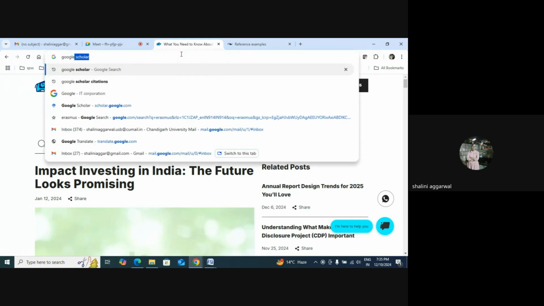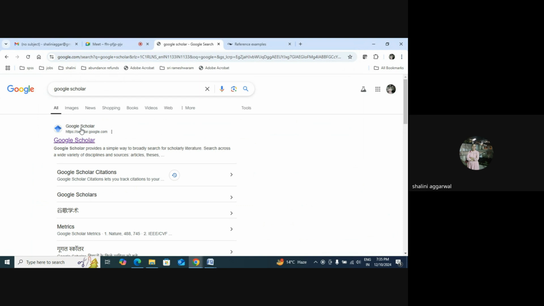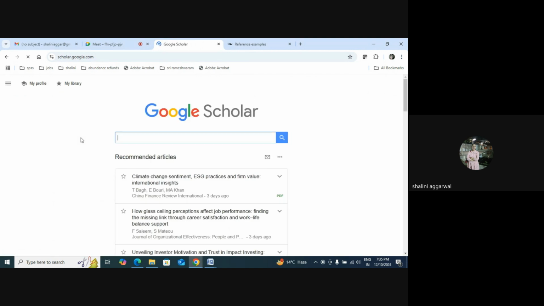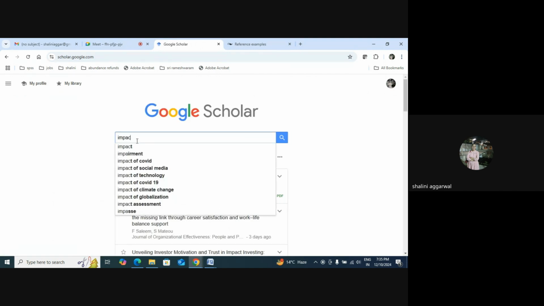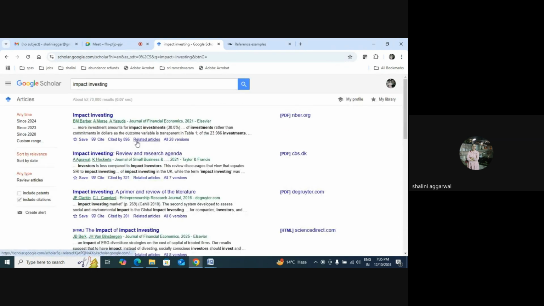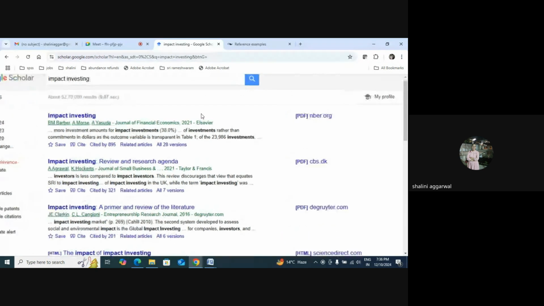जब आप Google Scholar में, if you go to Google Scholar, let me open this for you and write a topic called impact investing, right? Whenever you have to find out a topic, refer to this site as well, because it is very easy to use for references. यहाँ पर, let me increase the font size. Let's say I have put impact investing.